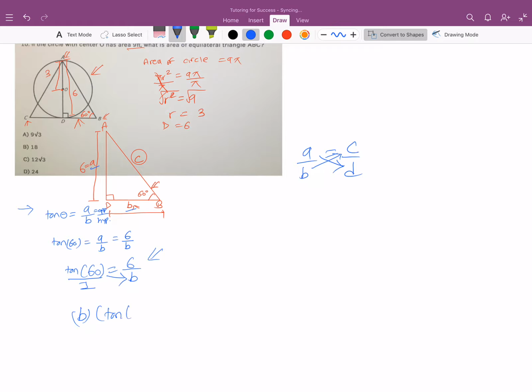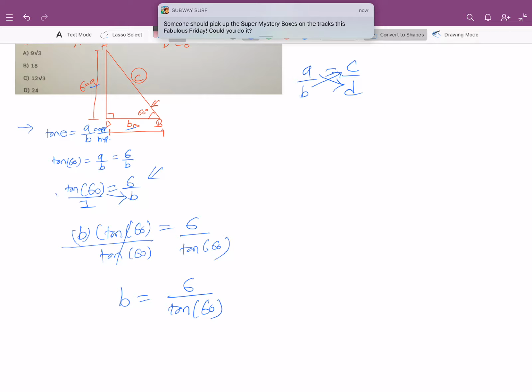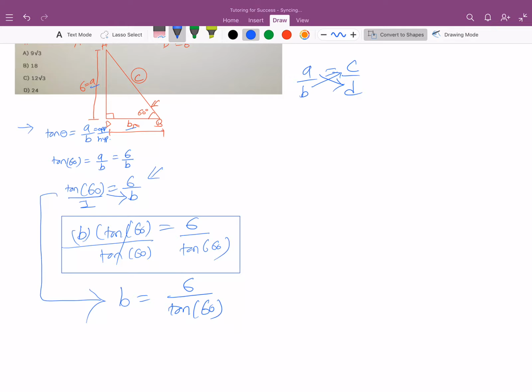tangent 60 equal to 6. But I want to isolate b by itself, so divide by tangent 60, and then this cancels out, giving b equals 6 over tangent 60. I could have gone from here to here directly and avoided this, but since this is practice, I want to show you the mechanics behind the algebra that I just used.